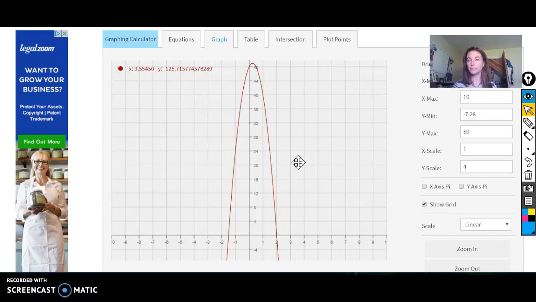And that's partly why that vertex form is a really helpful tool, because A, we can identify the vertex really quickly, and B, we can kind of tell what shape that parabola might be.